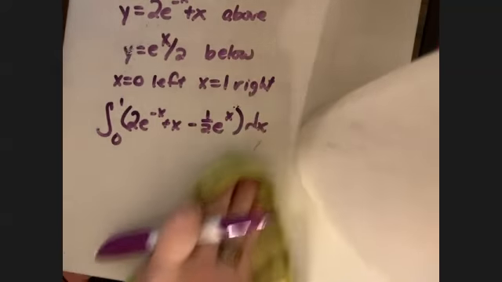So now let's look at another one. They want us to do the area of the region enclosed by y equals minus x squared and y equals negative x.